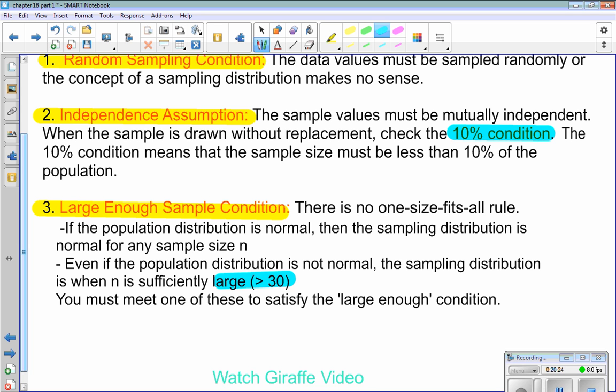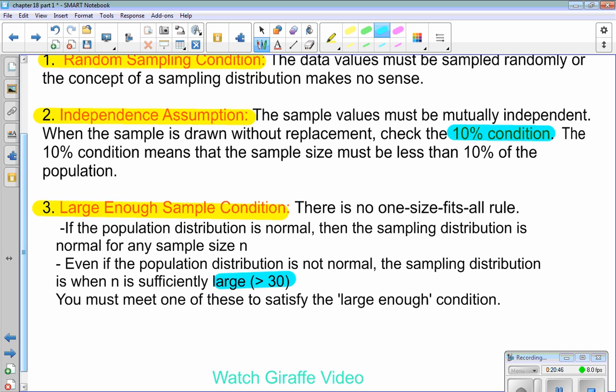So this condition can be met in two ways. One, the population itself is already normally distributed. Done. Check. Move on. And that's what you would say. Large enough sample condition: the population is normally distributed, therefore the CLT applies. Done. If we don't know about the population, then we have to look at the greater than 30.